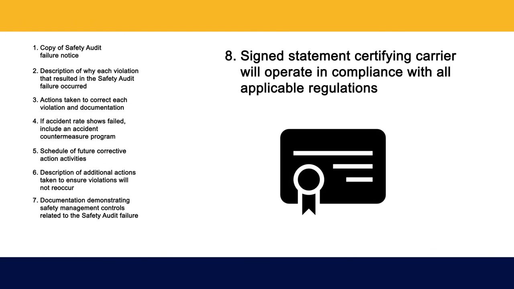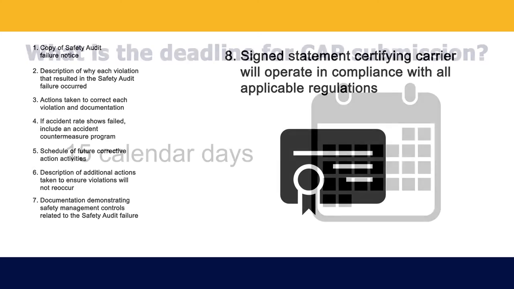Finally, include a written statement certifying that the carrier will operate in compliance with the Federal Motor Carrier Safety Regulations and the Hazardous Material Regulations. The statement must also certify that the carrier meets the safety standard found in Title 49, Sections 385.5 and 385.7 of the Code of Federal Regulations and must be signed by a company owner or corporate officer.